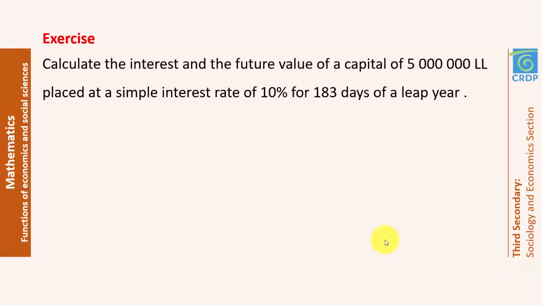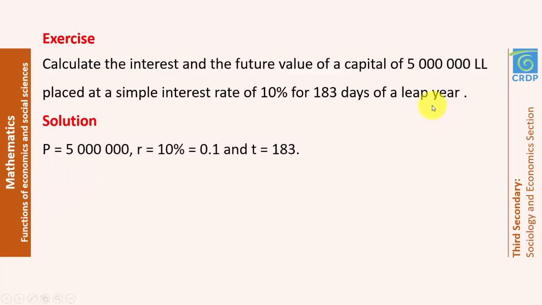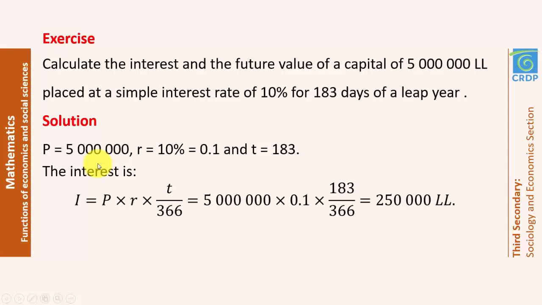Calculate the interest and the future value of a capital of 5 million Lebanese liras placed at a simple interest rate of 10% for 183 days of a leap year. So here we are given a leap year, so we should know which formula to use. We just use the formula which shows that I equal P times R times T over 366 because we have a leap year. So P is 5 million, R is 10%, which is 0.1, and T is 183.